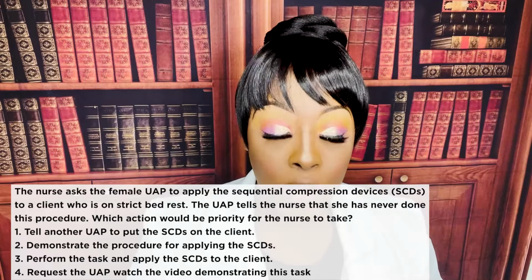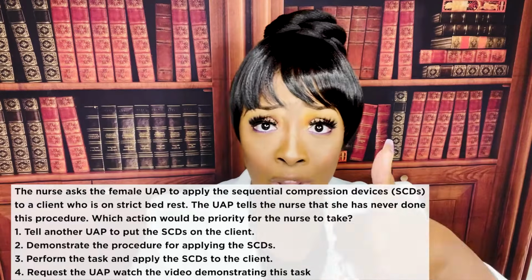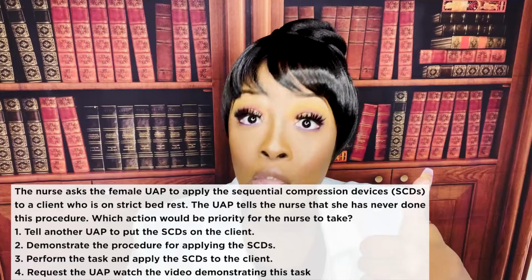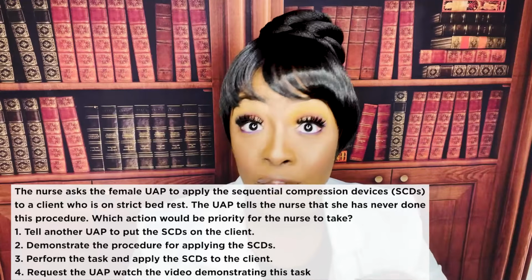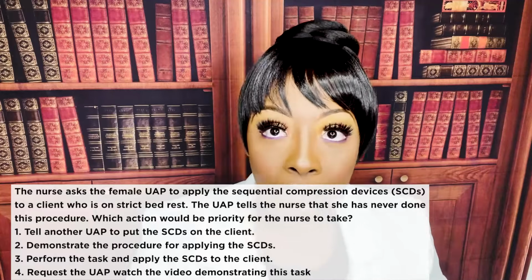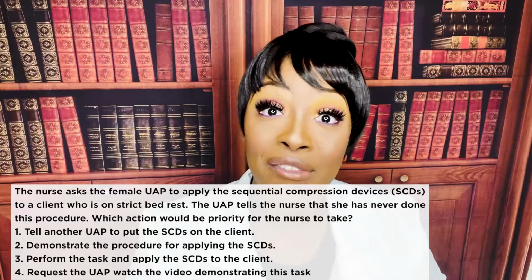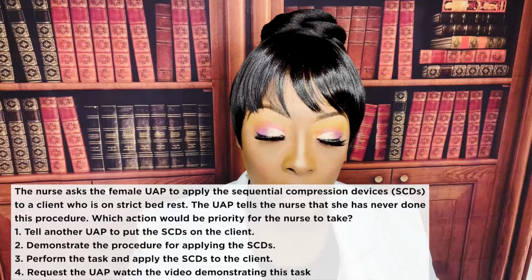And guys, the correct answer is 2. This is your UAP. You're going to be responsible. Remember, you're responsible for what you delegate. You have to make sure that that UAP is competent in what you delegate. And you have to always follow up with whatever you delegate to make sure it was done and it was done appropriately, right? So you're going to teach her how to do it. And then after it's done, you have to come behind her and check the patient, make sure that it was placed on the patient correctly. Okay, so the correct answer is 2.